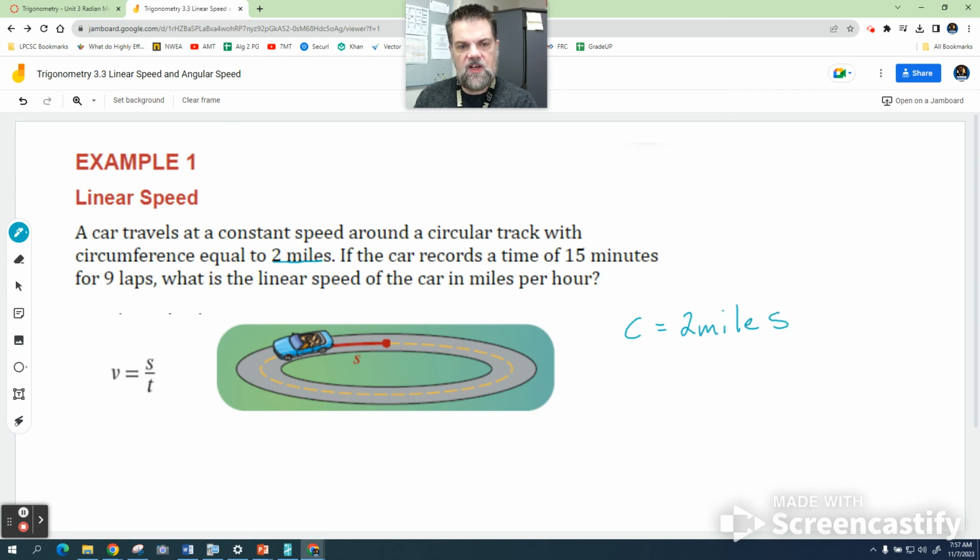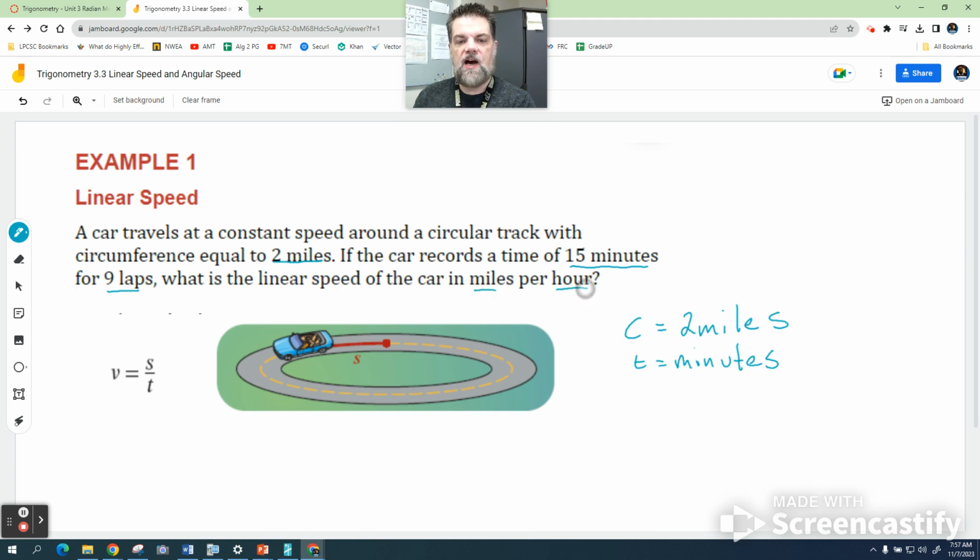It says if the car records a time of 15 minutes, that's our time, for 9 laps. That's important information. We'll talk about that. That's really the number of revolutions, sort of. So we'll come back to that. What is the linear speed of the car?